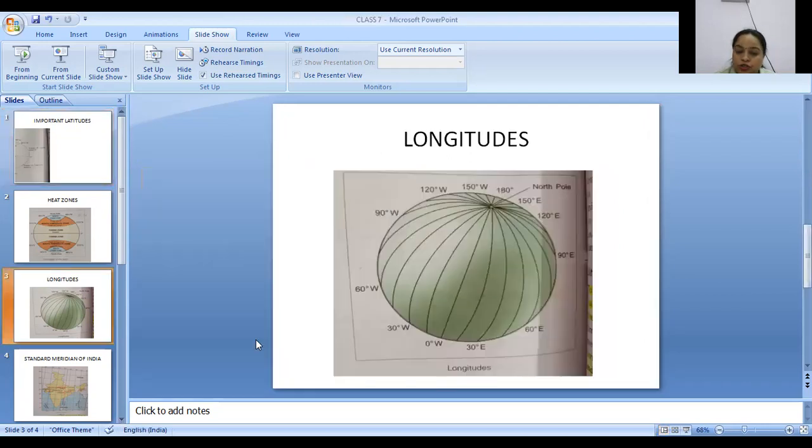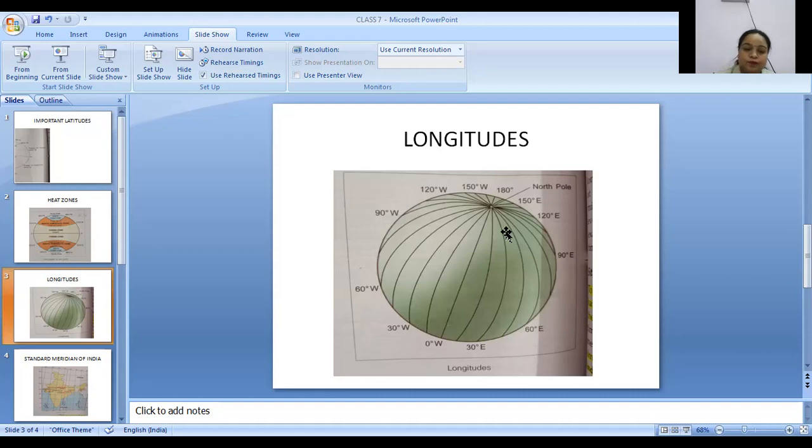Now what about longitudes? Longitudes are those lines which are also called meridians. The distance between the two meridians decreases, and they merge and join together at a particular point, called the North Pole and South Pole. They are measured in east and west directions.